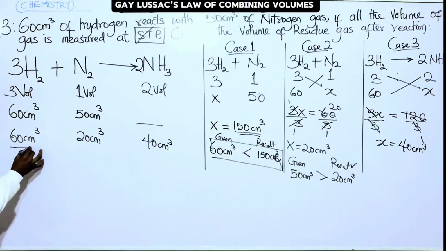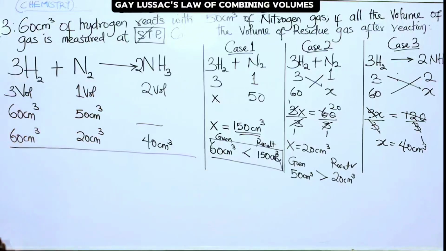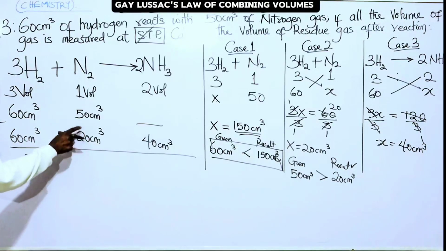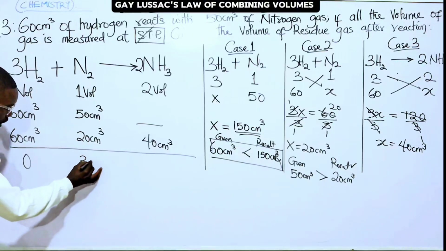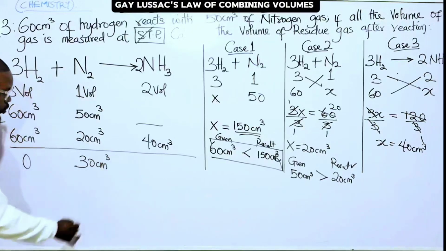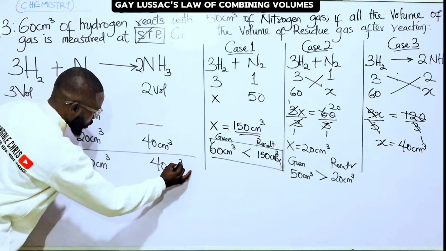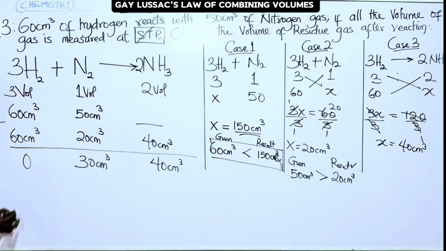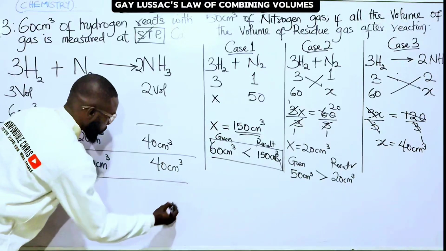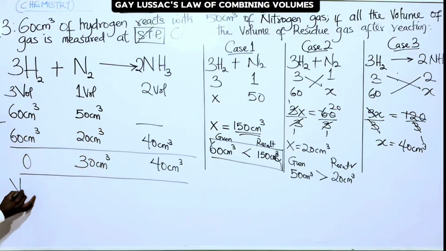So let's subtract to get the volume after spark. 60 minus 60 gave us 0. Everything was used up for hydrogen. 50 minus 20 gave us 30 cm³. That's what was remaining. And here we got 40 cm³. So you might want to write the result. To get the result, we said the volume of hydrogen.